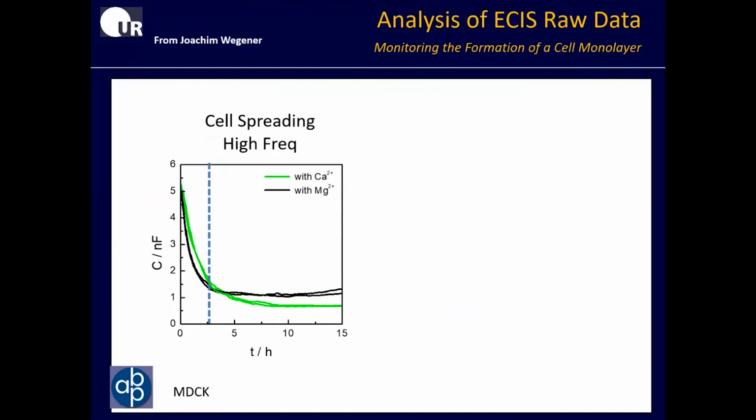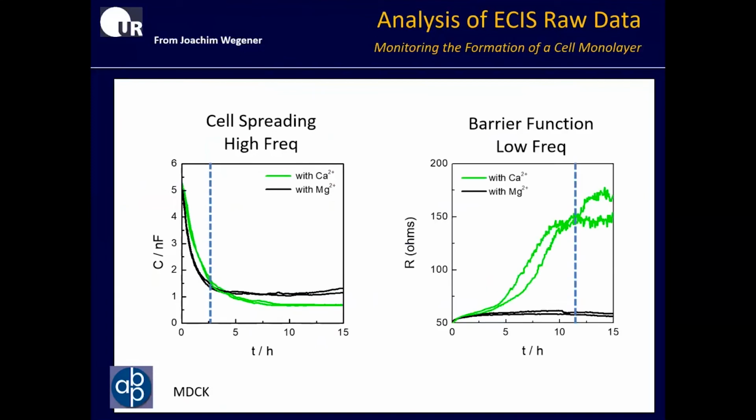But now, looking at these same 4 electrodes at low frequency and monitoring the resistive portion of the impedance, notice how strikingly different they are, where only in the presence of calcium are we able to form the barrier function, whereas with only magnesium present, these cells are showing essentially very little change in resistance.